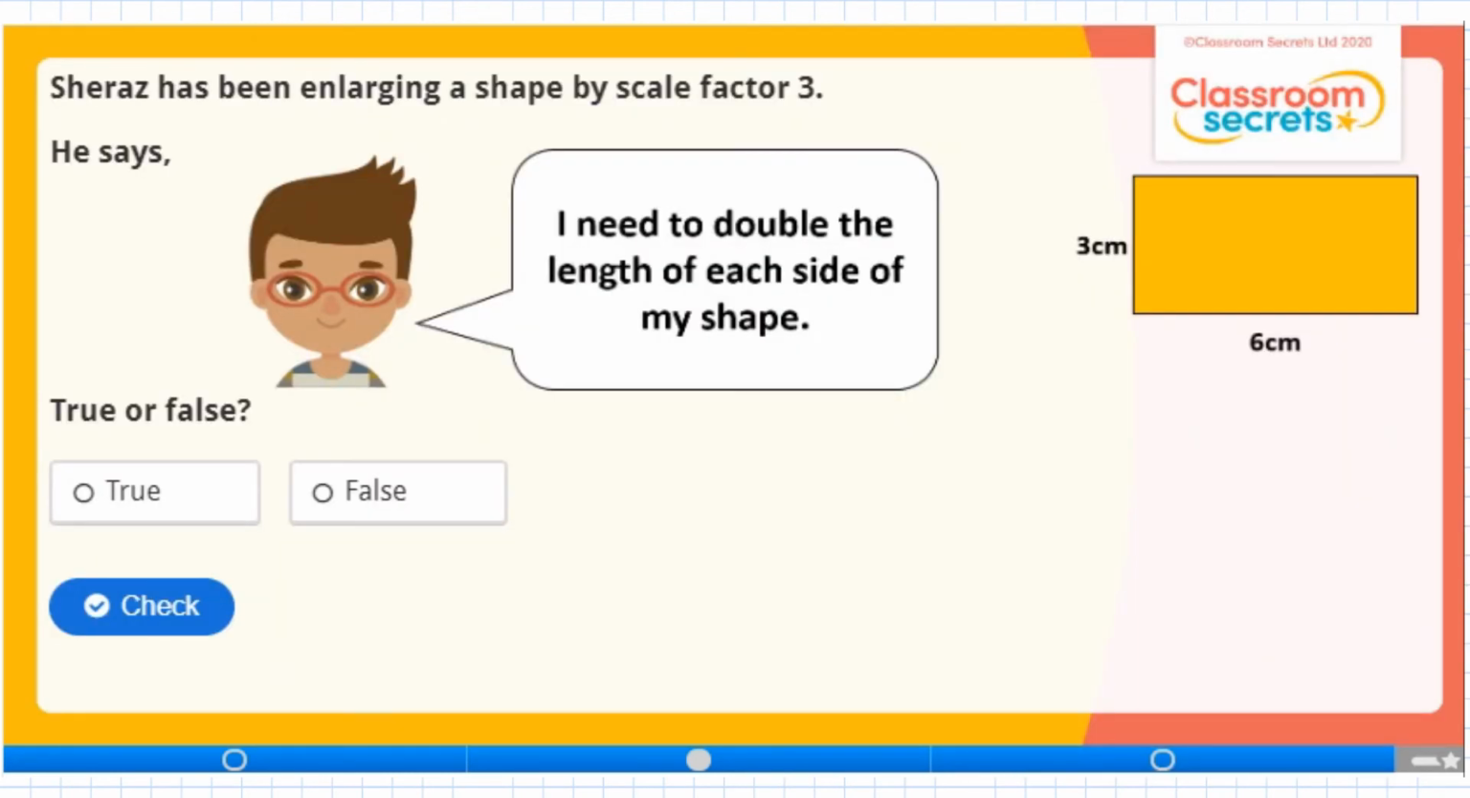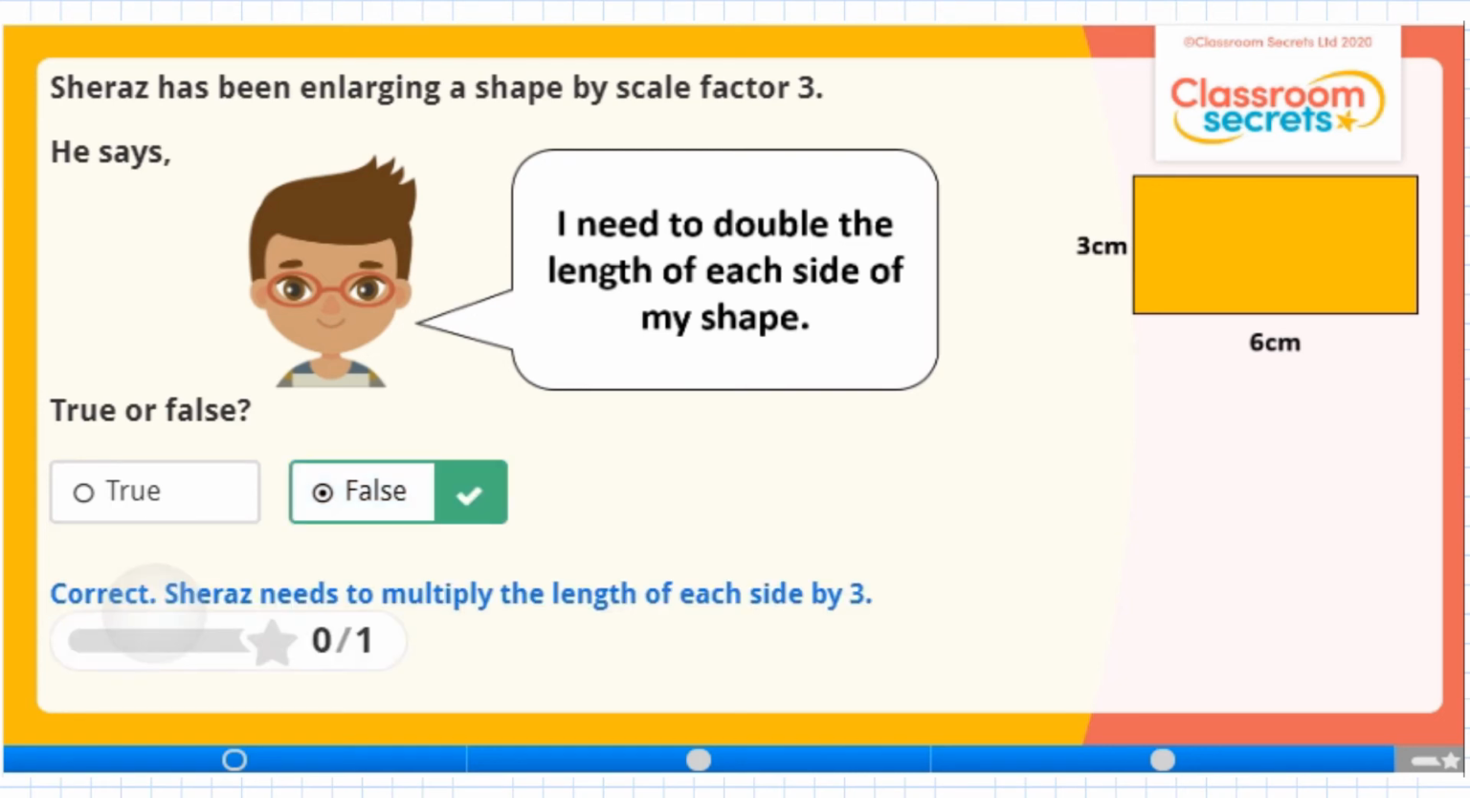Shiraz has been enlarging a shape by scale factor 3, and he says I need to double the length of each side of my shape. Well, that's false, isn't it? Because if you double each side, you're enlarging it by scale factor 2. So that's incorrect, so it's false.